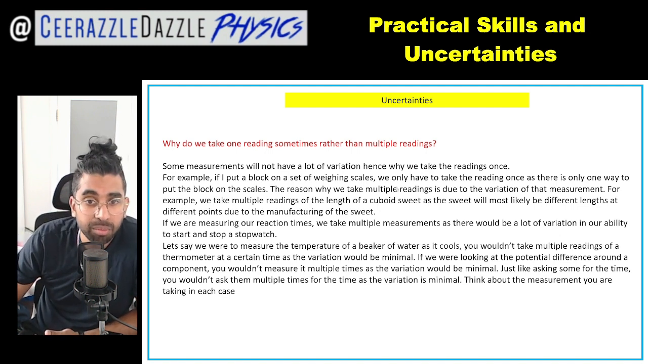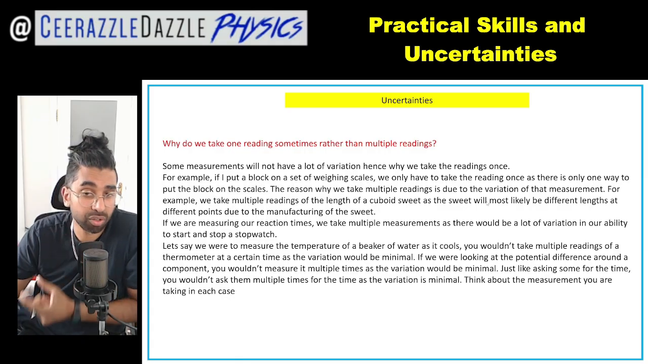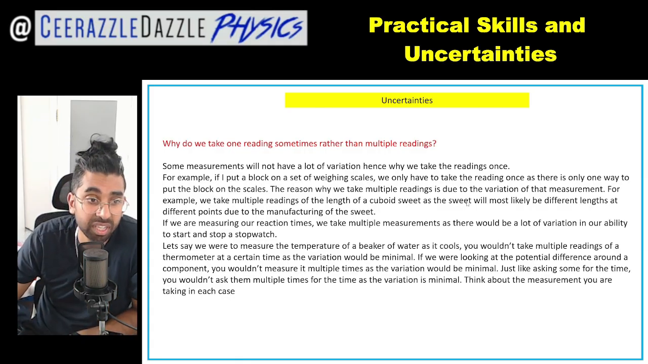The reason why we take multiple readings is due to the variation of that instrument, of that measurement. For example, if we take multiple readings of the length of a cuboid suite, the suite will obviously have slight variation across it. That's the reason why we take multiple readings here. If we were to take our reaction time, we would also take multiple readings, because there's going to be a lot of variation as well.